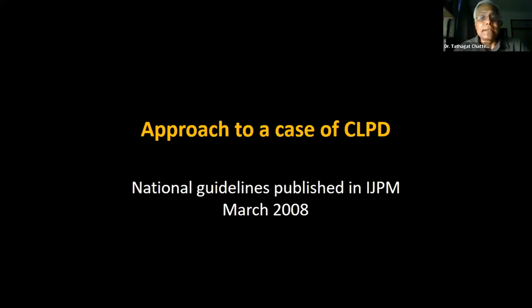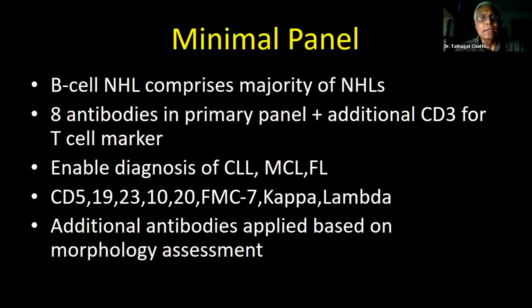Then we had the national guidelines in March 2008 by Gujral et al. And I was also part of this. So this was an approach to a case of CLPD. Here, the TMH Bombay people thought of minimal markers. Why? They thought that B-cell NHL comprises the majority of NHLs. So they used 8 antibodies in a primary panel and they put an additional CD3 for a T-cell marker. Why did they do this?